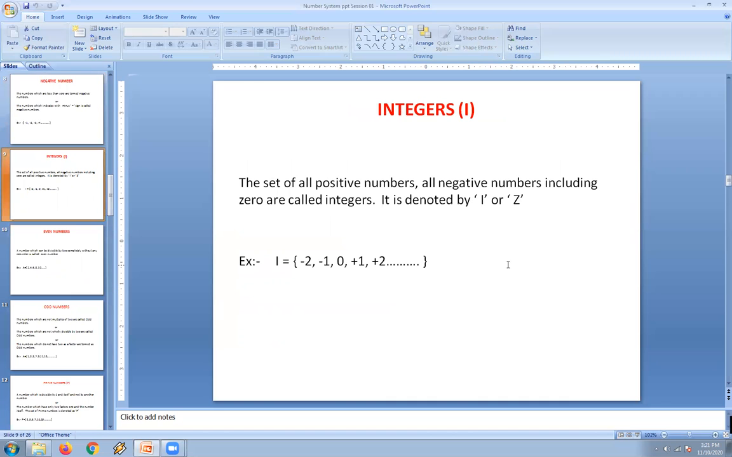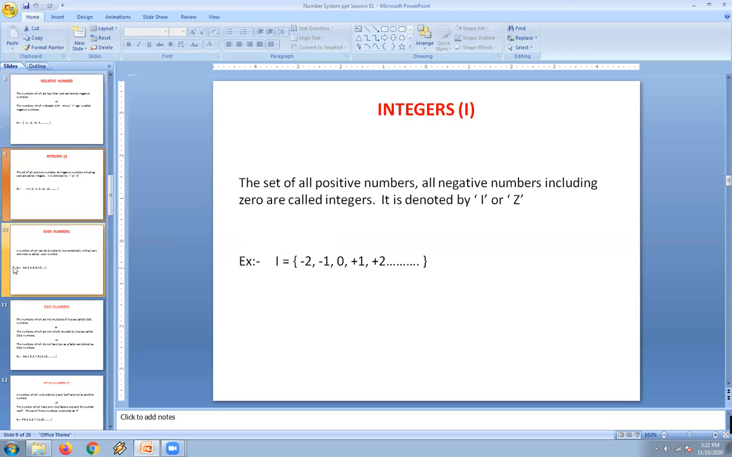The next type of number is the integer, which is denoted by I. Integers are the set of all positive numbers and all negative numbers including 0. It is denoted by I or Z. It includes all the positive numbers +1, +2, +3, +4 and the negative numbers -1, -2, -3. Along with that, 0 is also an integer.